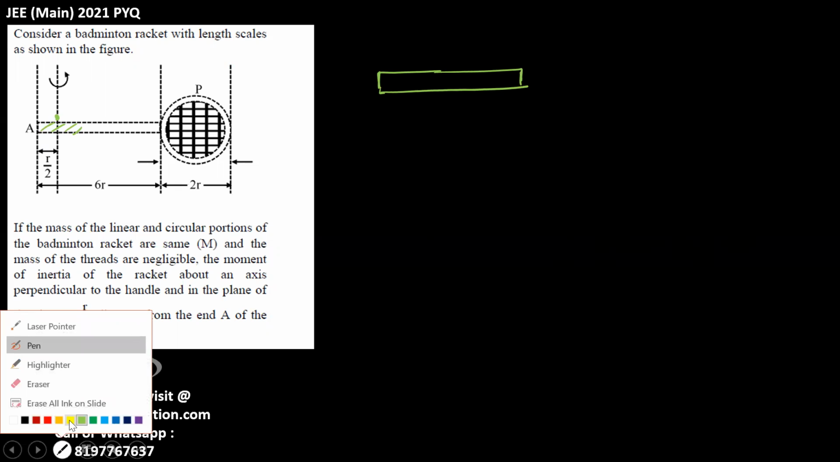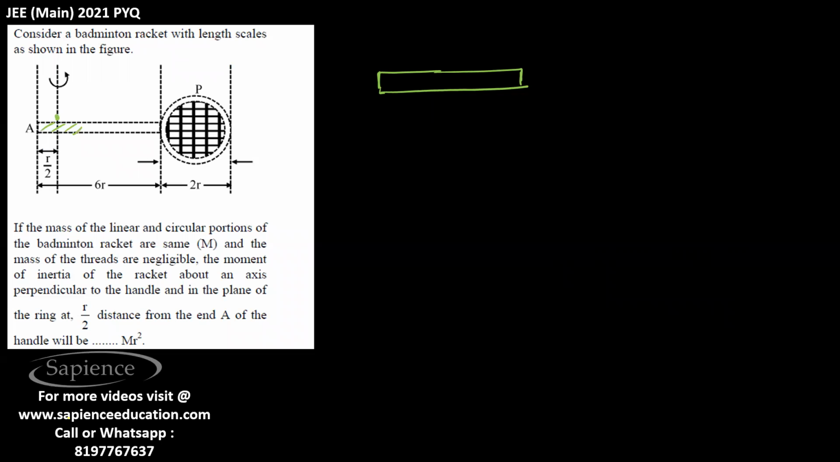How can we solve this? So we have to calculate individually. We will calculate the moment of inertia of these two bodies along the same axis and we will add them. So first we will calculate for this handle part. What will be the moment of inertia of this handle?